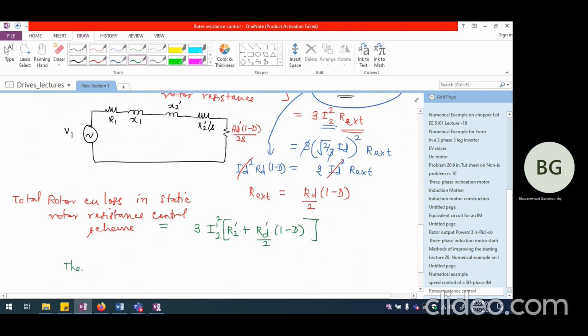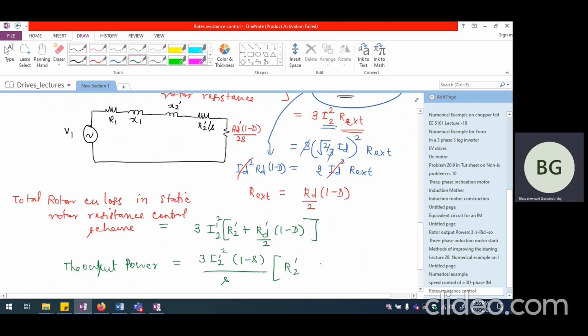So in this particular case, we should be able to calculate the output power. What is coming out of the induction motor will be 3I2 dash square 1 minus S divided by S multiplied by R2 dash plus RD dash divided by 2 multiplied by 1 minus D. So by changing the duty ratio, we will be in a position to control the speed of the induction motor at a given torque, and we will be able to adjust the rotor copper losses, the fraction of rotor copper losses and the rotor output.